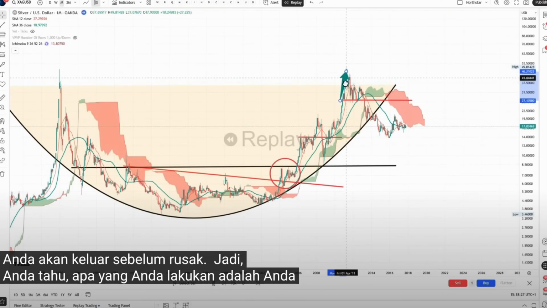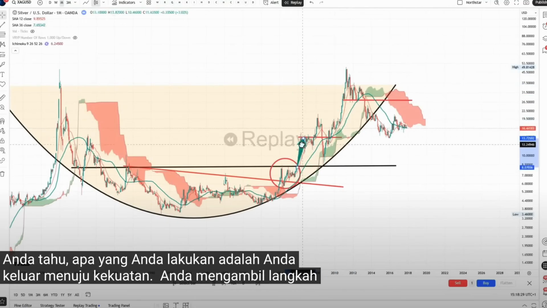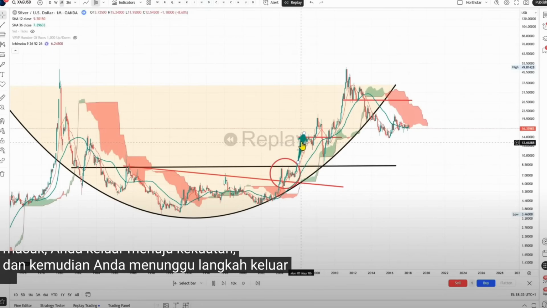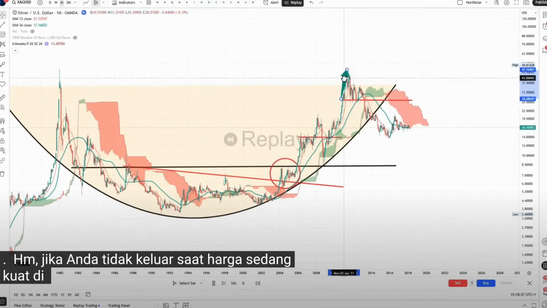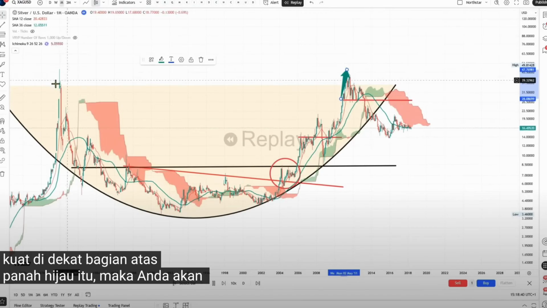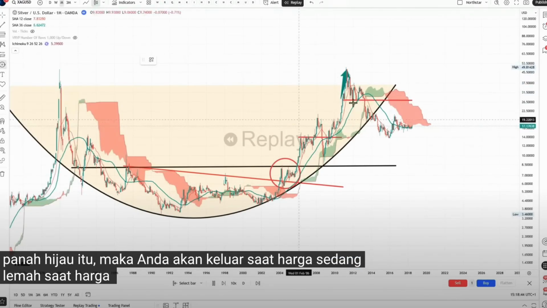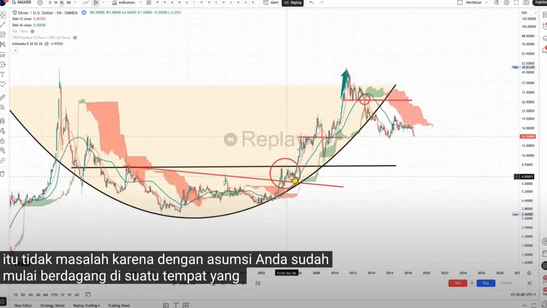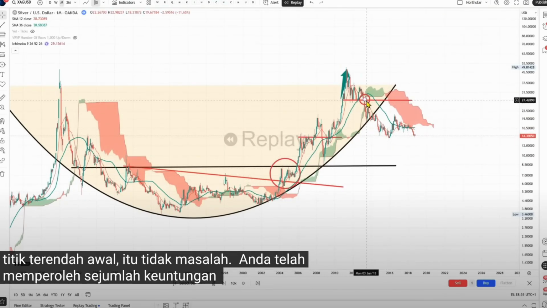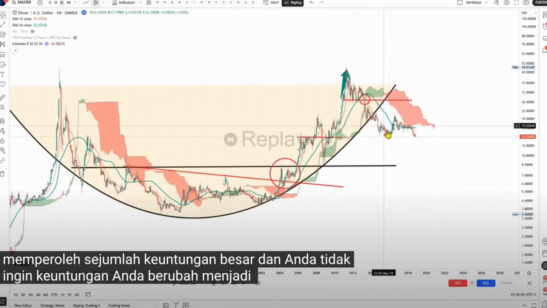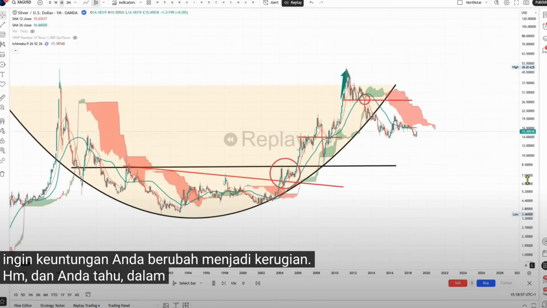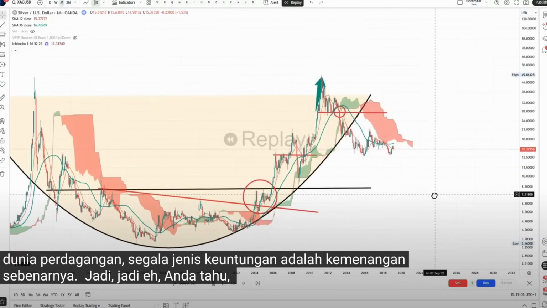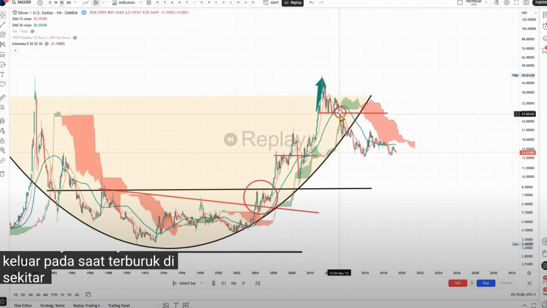So what you're doing is you're exiting into strength. You take the entry, you exit into strength, and then you wait for the resolution. If you don't exit into strength somewhere near the top of that green arrow, then you'll be exiting into weakness as the price breaks down. Now that's okay, because assuming you started trading somewhere down near the original breakout, you've made some good profits, and you're not watching your profits turn into losses. And in the trading world, any kind of profit is a win, really. So you would have been exiting at the very worst somewhere near $27.